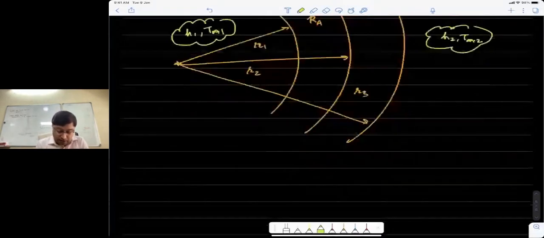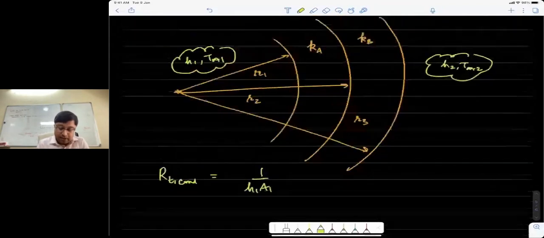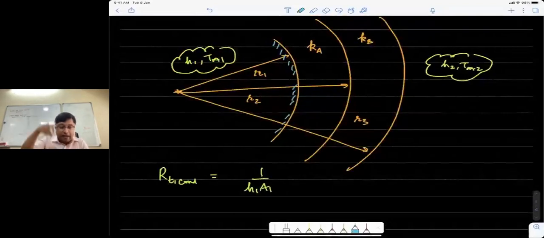So the overall resistance in this problem will start with 1 by h1 A1. Let's say A1 is the area here, which is 2 pi R1 times L, where L is the length of the tubing or the pipe into the plane of the paper.